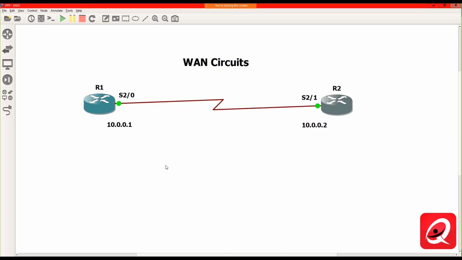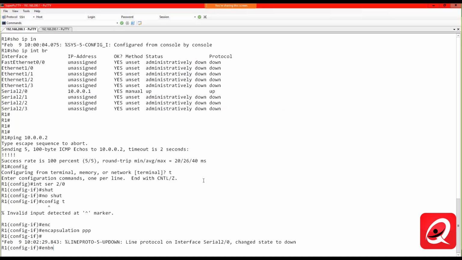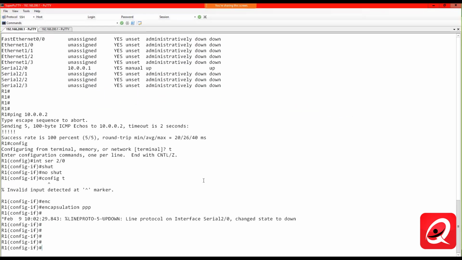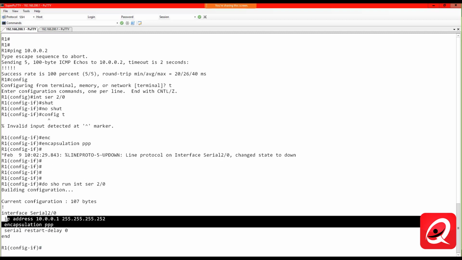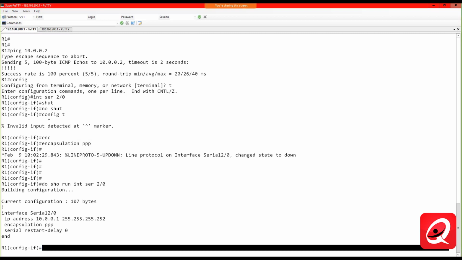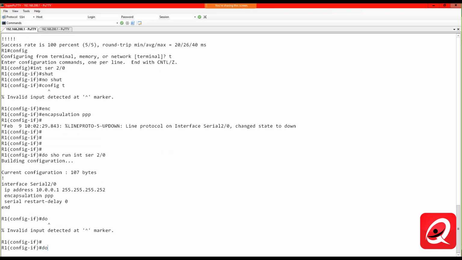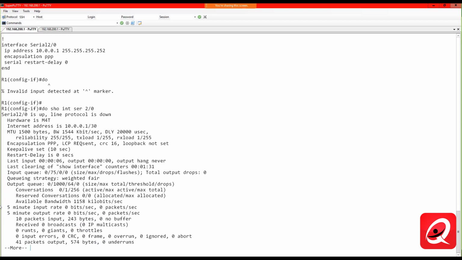All right. But let's go back to our command line here. So in the command that we would actually use, you'll notice that my interface has gone down because if I do a show run, interface serial 2.0, I'm no longer running HDLC encapsulation, I'm running PPP encapsulation. In fact, if I do a show interface serial 2.0, you can see that right here. Encapsulation is PPP.